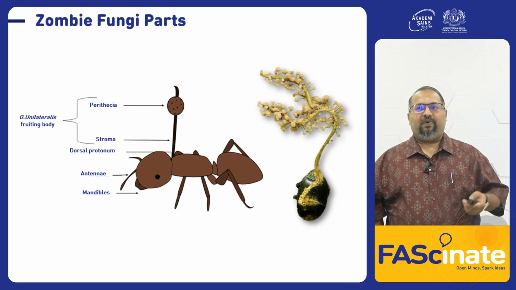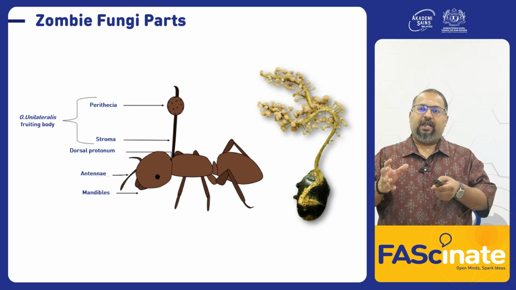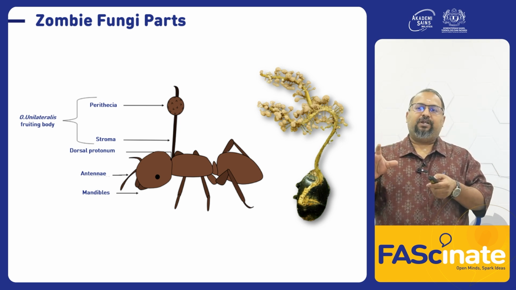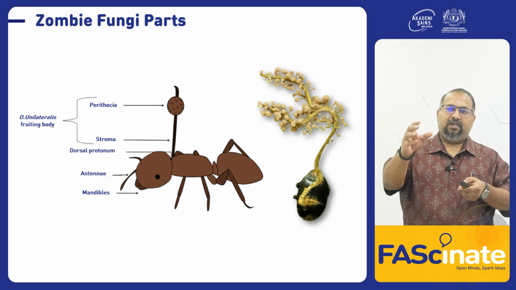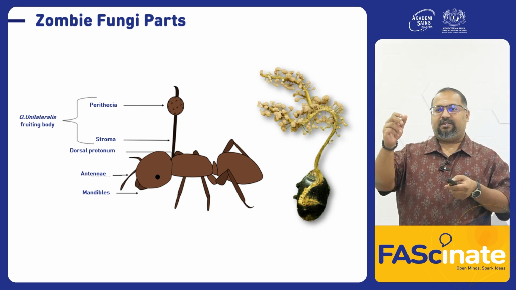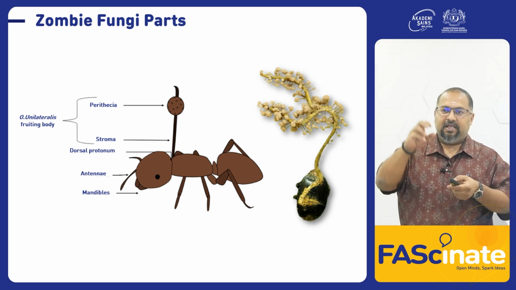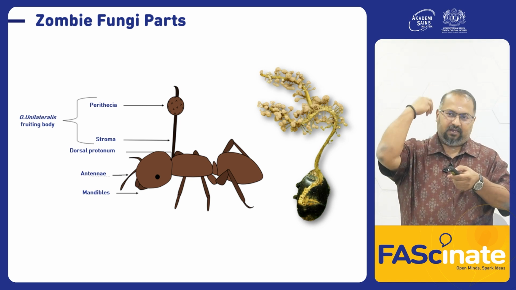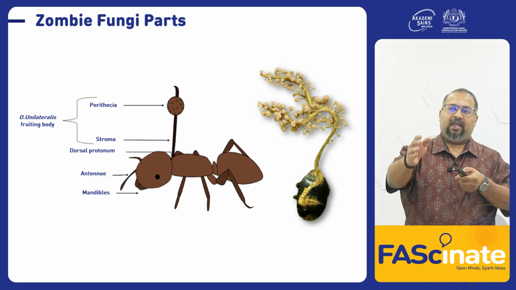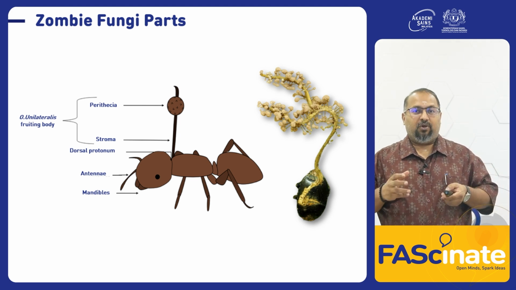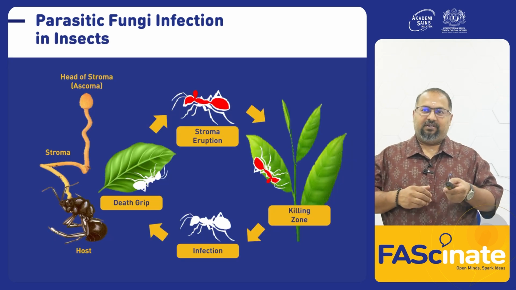As for the zombie fungi, I would like to introduce some major characters here, as the structural information of the fruiting body that grows out of the insects, which is the perithecia and the stroma. The stroma and the perithecia are the fungal part, consisting of the fruiting body of the fungus that grows from the central nervous system of an insect. This is an example of an ant, and next to it is an example of a beetle that you can see in the wild in the forest.